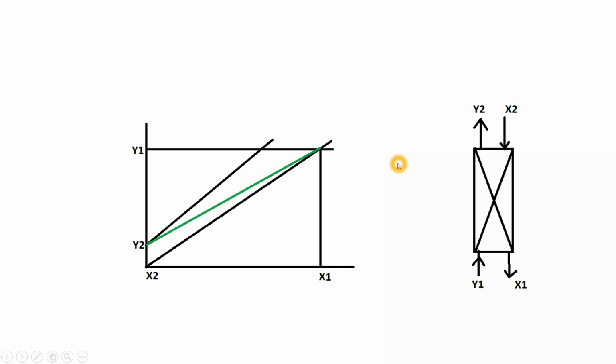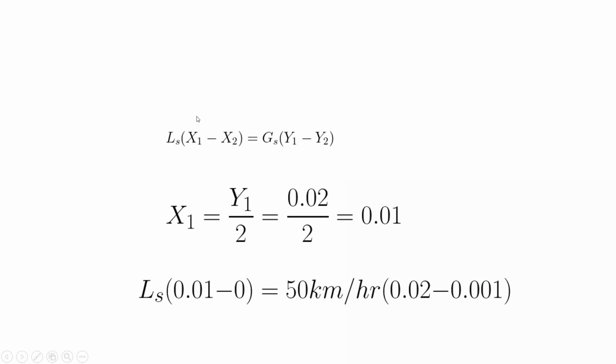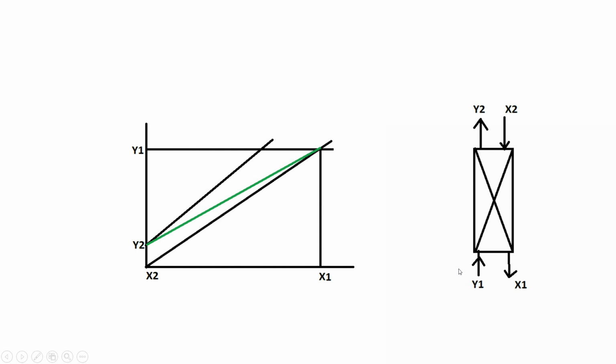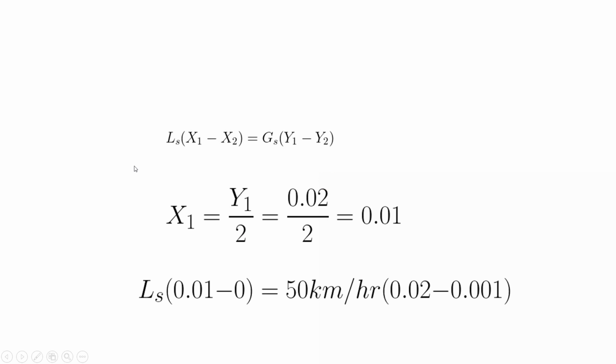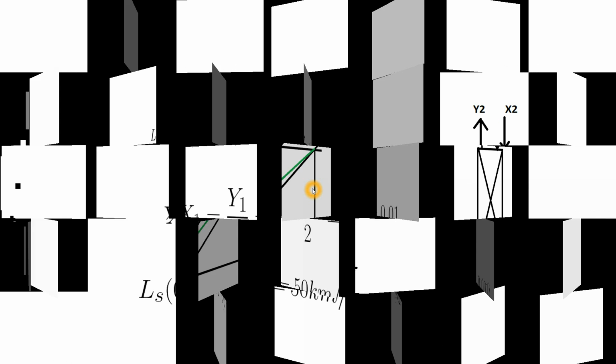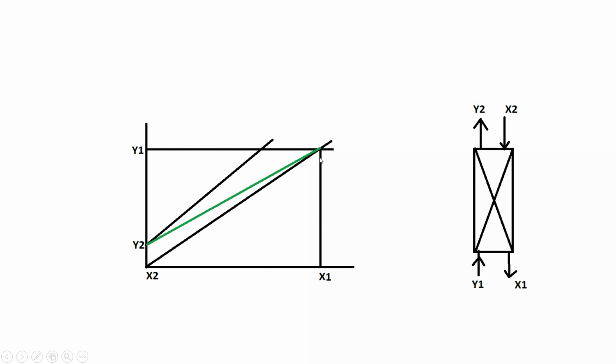So we will apply the material balance. Ls into (X1 minus X2) is equal to Gs into (Y1 minus Y2). You know that Y1 is higher and Y2 is lower. And since we are calculating it at equilibrium, we will calculate the value of X1 at equilibrium.